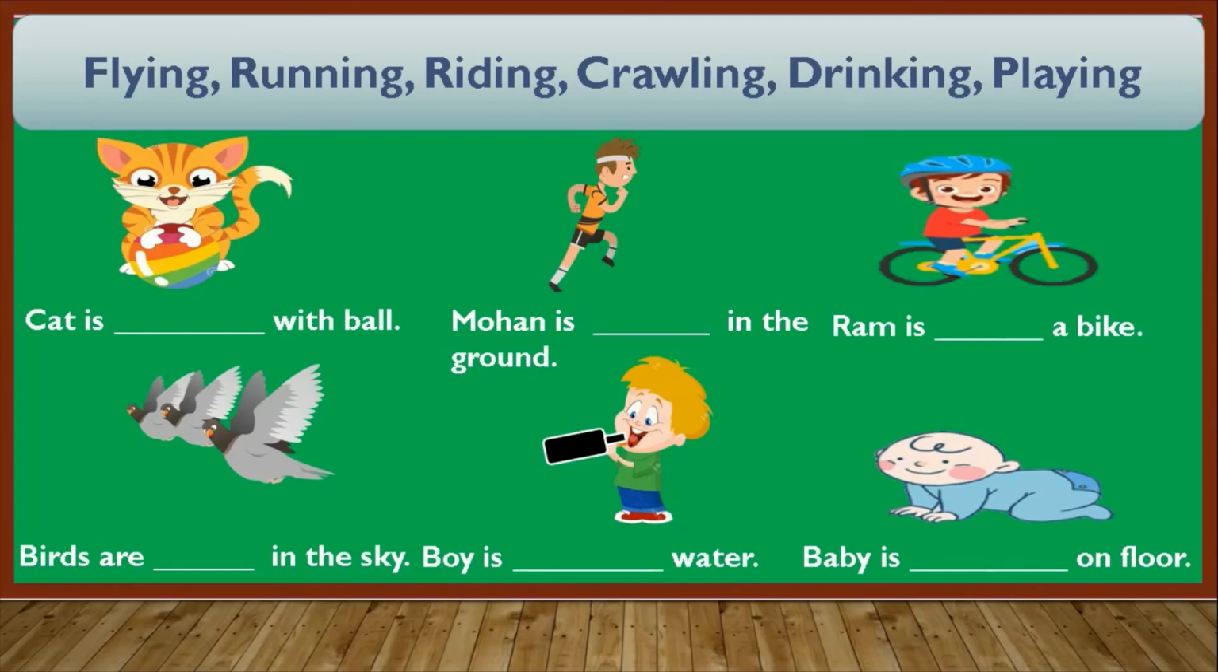Next one, boy is dash water. Next and last one is baby is dash on the floor. See friends, I hope you have matched all the options given in the box with the sentences. Now let's check the answers. So here are the answers. Check your answers. Have you done it correctly or not?